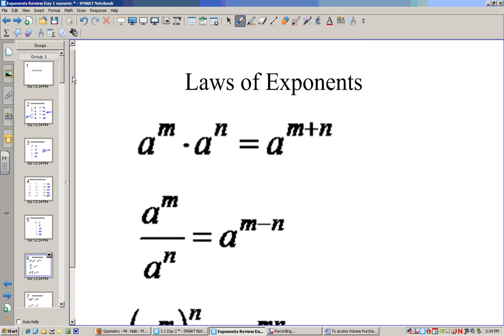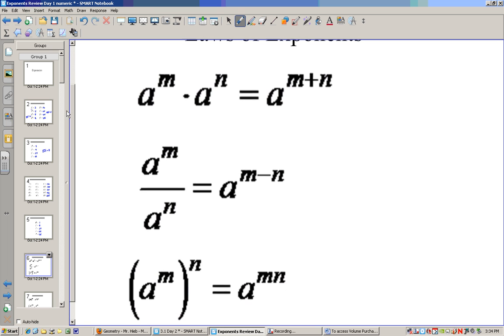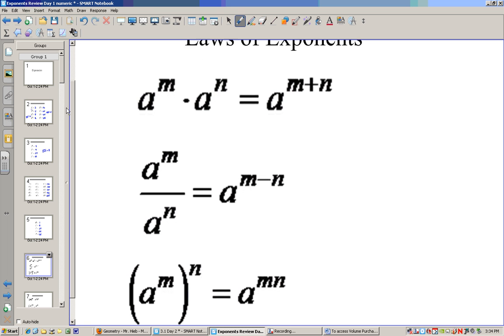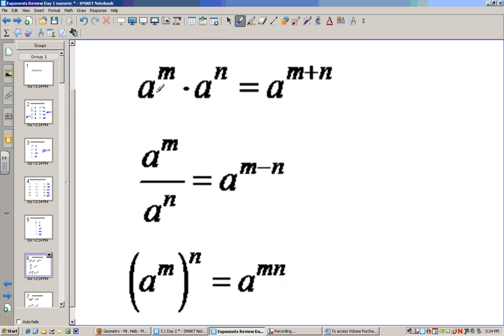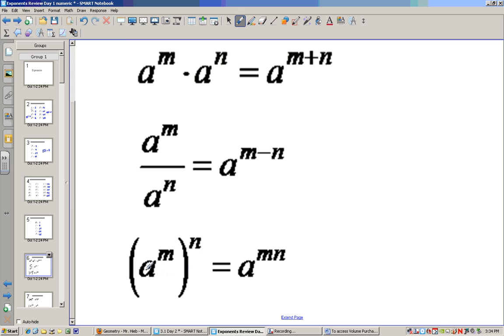All right, now we'll get into the actual laws of exponents. And I know that you've seen these before. If I have the same bases and I'm multiplying different exponents, I add them together. If I have the same bases when I'm dividing them and they have different exponents, I subtract those exponents. And if I take a base to an exponent to another exponent, I multiply those two values.